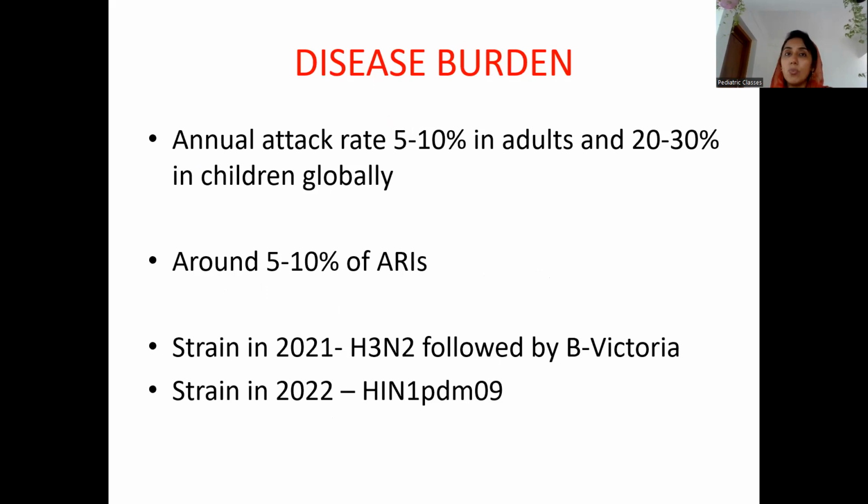So what exactly is the disease burden? The annual attack rate is 5 to 10% in adults and 20 to 30% in children globally. That will cause around 5 to 10% of all acute respiratory infections.